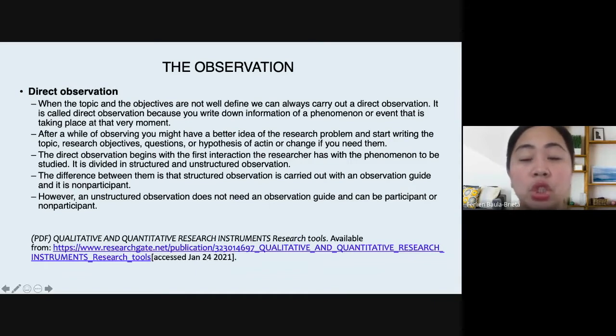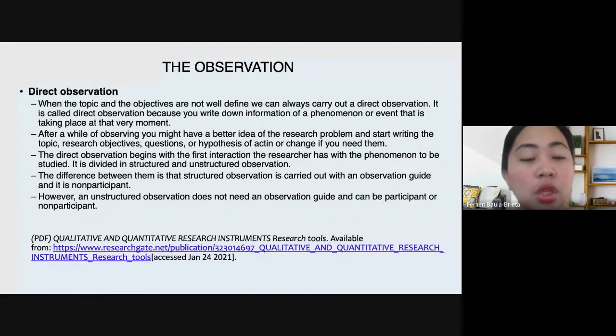The difference between the structured and the direct observation under qualitative is that it is carried out with an observation guide and it is non-participant. Okay, it will be the researcher alone with the observation guide. You will observe, for example, the location. You will observe the community. You will observe the population within that location. You will observe the floor plan, or how the things displayed inside the pharmacy are being arranged, things like that.